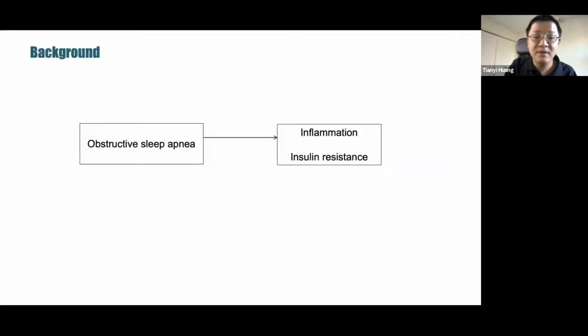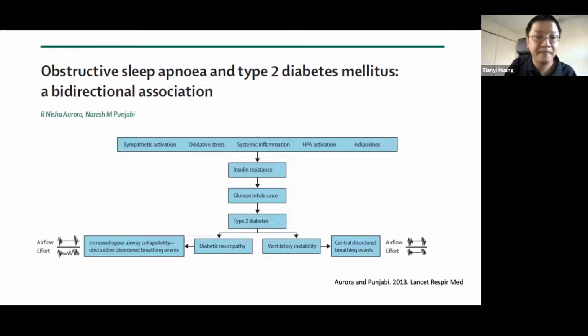As you can see, most of the prior studies have predominantly focused on one direction of this association, which is sleep apnea leading to inflammation and insulin resistance. What remains unclear, and there's very little evidence, is whether inflammation and insulin resistance can predispose individuals to increased risk of sleep apnea. So this is my focus of research.